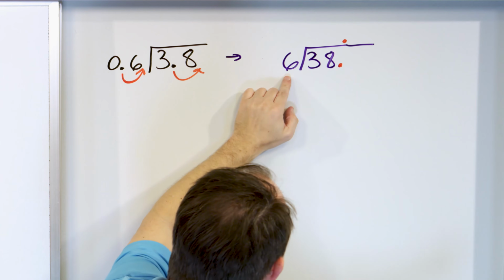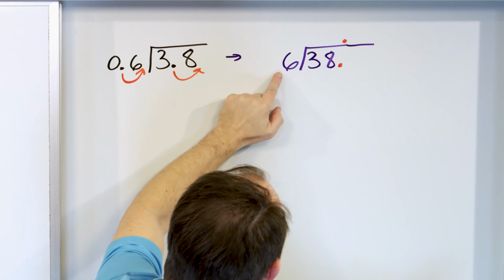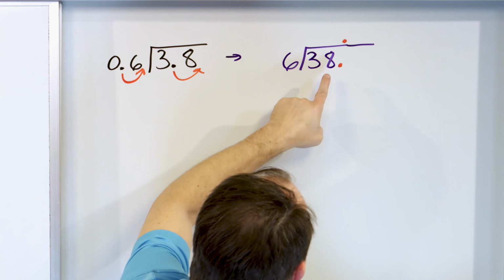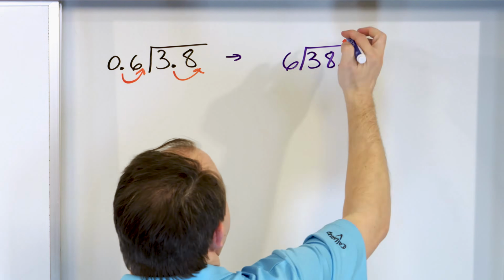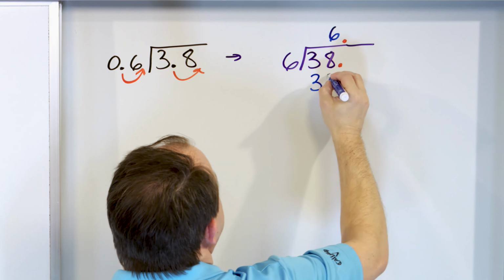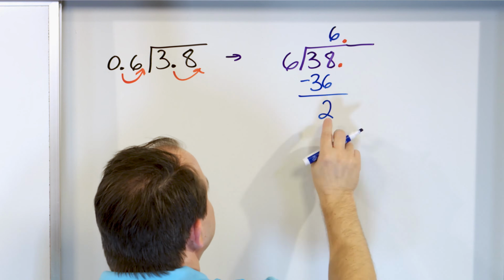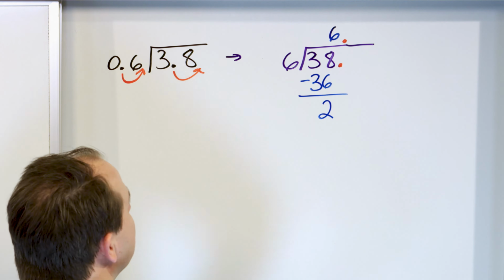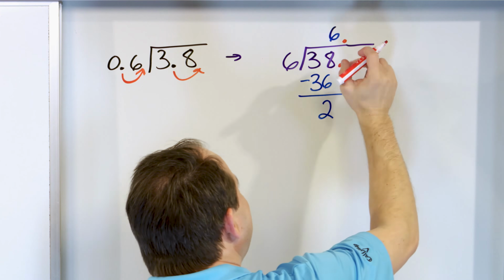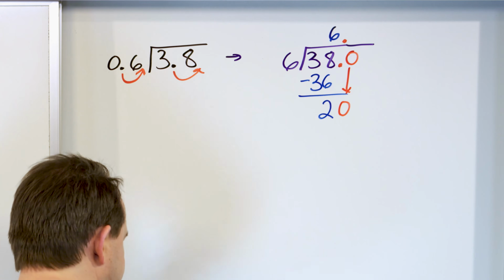I don't know. Well, let's try 6 times 8. That's 48. That's too much. 6 times 5, that's 30. 6 times 6 is 36. That's the closest I can get. So 6 times 6 is 36, and I subtract. 8 minus 6 is 2, so I have a remainder of 2. Now I can't stop because I want a remainder of 0. So I grab the next digit. I don't really see one, so I add a 0 there, and now I have this 20 down here.